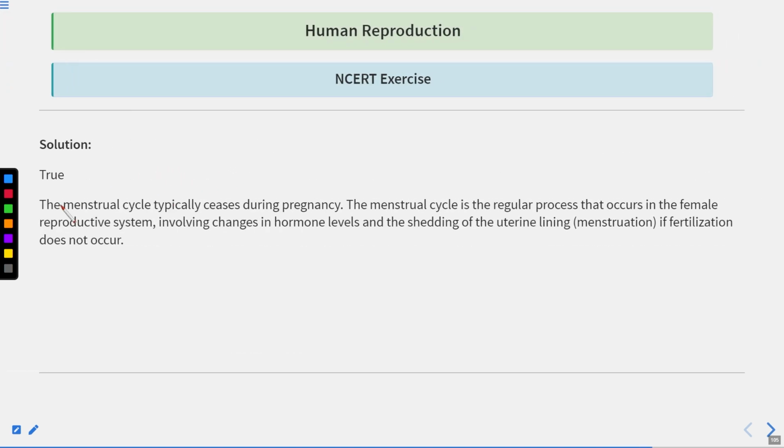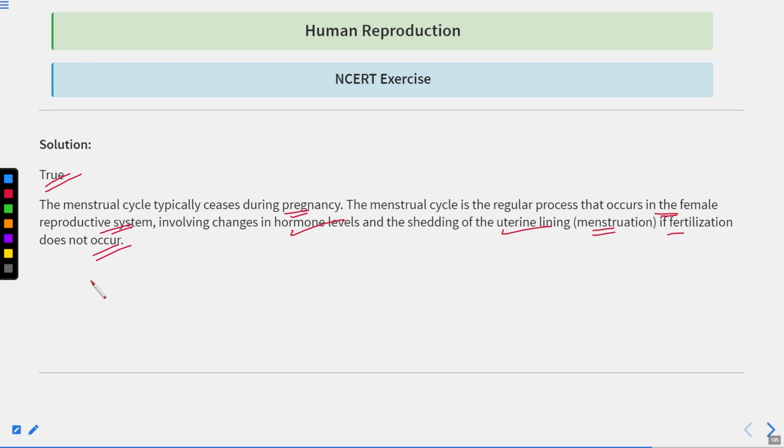Now, next: the menstrual cycle ceases during pregnancy. Is this true or false? Yes, this is true. The menstrual cycle typically ceases during pregnancy. Clear? The menstrual cycle is a regular process that occurs in the female reproductive system, which involves changes in hormonal levels and the shedding of the endometrium lining, which leads to menstruation or bleeding if fertilization does not occur.